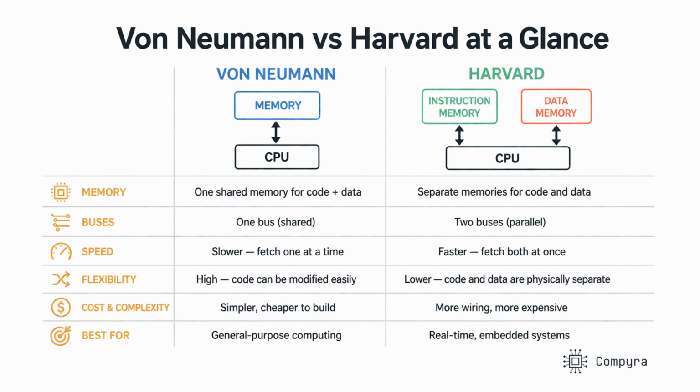Cost and complexity. Von Neumann is simpler and cheaper. Fewer wires, simpler chip layout. Harvard needs duplicate memory systems and duplicate buses, which costs more silicon and more board space.